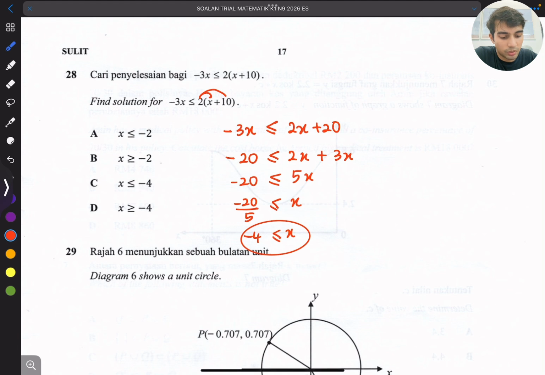So x is bigger than negative 4, bigger than or equals to. Okay, so you have to look at the symbol here. x is bigger or equals to negative 4. Bigger or equals to negative 4. Done.